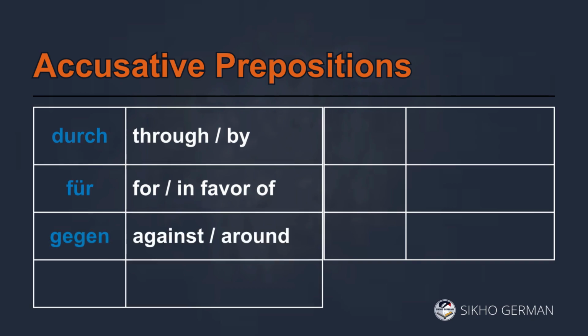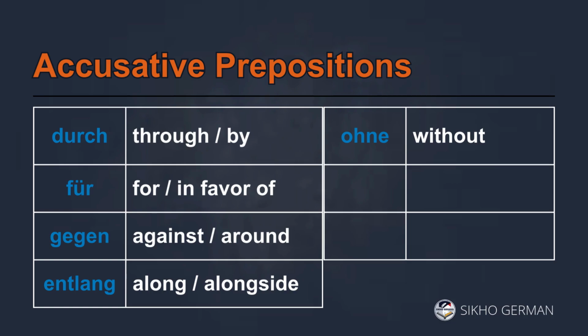Gegen, against or around time. Use this when you're against something or when referring to approximate time, like around 6 p.m. Entlang, along or alongside. Use this when something moves along something like a street, river, or path, or is positioned along or alongside something. Ohne, without. Use this when something happens without someone or something.